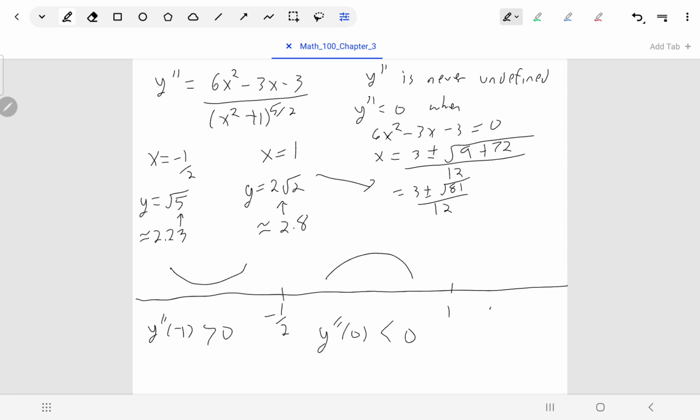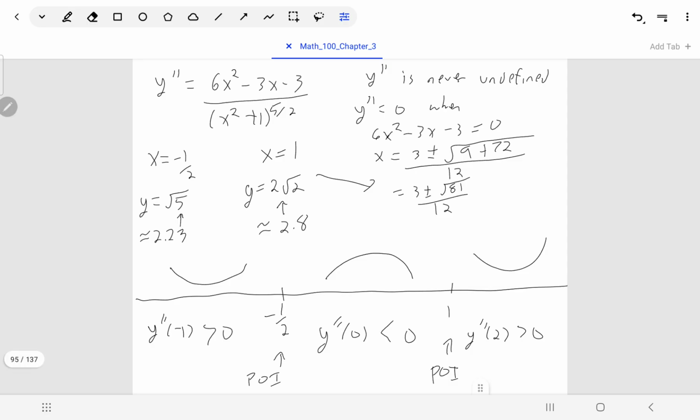And then for larger than 1, if I picked x being 2 and I put 2 in, 2 would make the top positive and 2 makes the bottom positive as well. So my second derivative at 2 should be positive, which means we are concave up. So in other words, both of these points that we just found are points of inflection. We have a point of inflection at (1, 2 root 2), and we have another point of inflection at (negative 1/2, root 5).